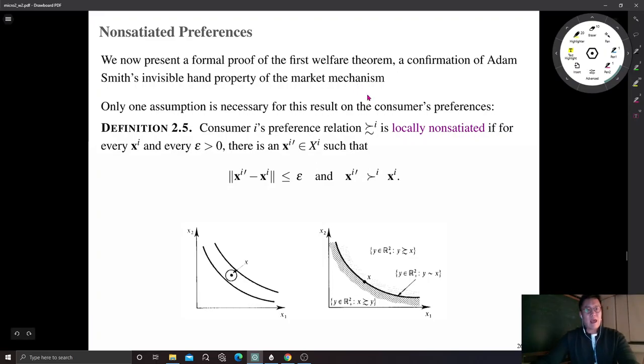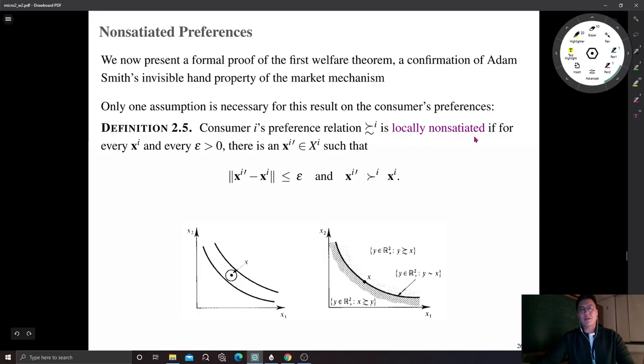All right, and for this theorem, we need just one weak assumption. So only one assumption is necessary for this result. So this result is quite general. And the assumption is on the consumer's preferences. That is the local non-satiation assumption. I think you have seen this assumption when you studied chapter 3 in Mas-Colell, Whinston and Green.